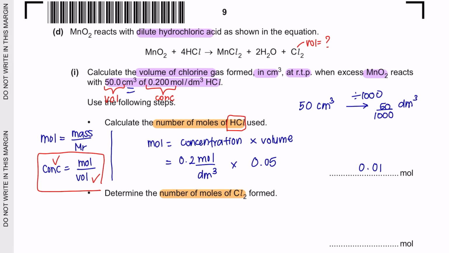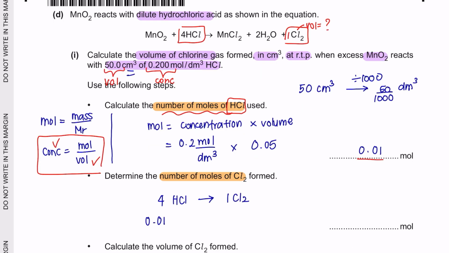As you can see here, there are no information given for Cl2. So when you are asked to find number of mole when not given any information, you can use stoichiometry to solve this. We have got the number of mole of HCl, which is 0.01. So we're going to use the ratio of HCl to chlorine gas. There are 4 HCl to produce 1 Cl2. So 4 mole of HCl will produce 1 mole of Cl2. So for every 0.01 mole of HCl, we get 0.0025 mole.